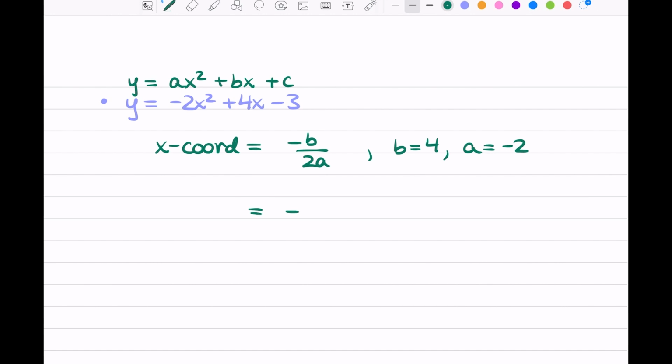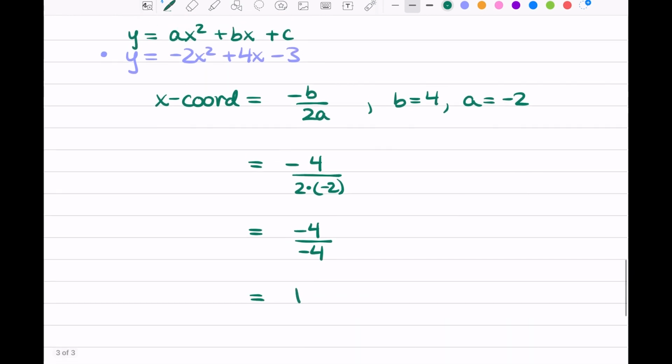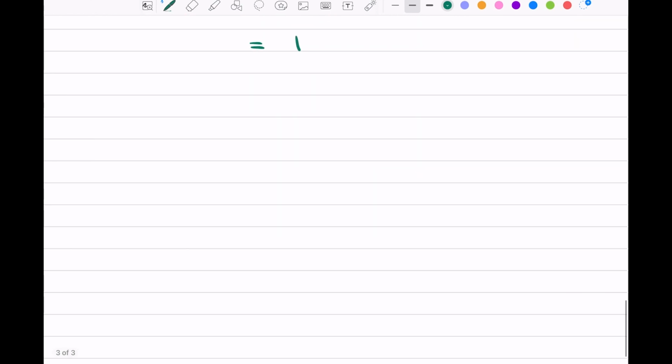Plugging that in, we get negative 4 divided by 2 times negative 2. That leads to a negative 4 on top, and 2 times negative 2 gives us negative 4. Negative 4 divided by negative 4 gives us 1. So we have the x-coordinate of the vertex, and we can plug it in to our equation to find the y-coordinate. So let's do that.